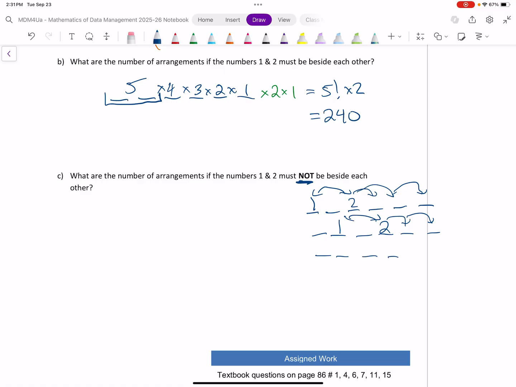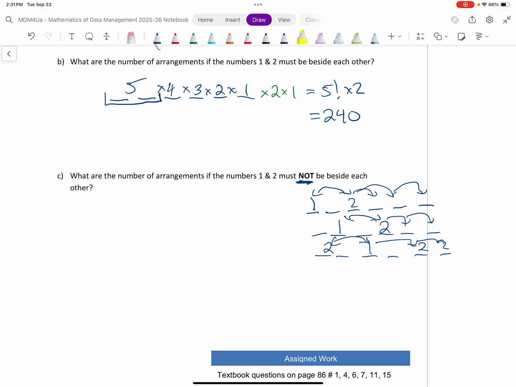I could try to figure out all of these different situations. If I put the 1 there, I could have the 2 there, I could have it there, I could have it there. So it's obviously really hard to figure that out. And you probably could do it, but it would take a long, long time. And it's not very concise. And if I had, let's say, 50 numbers, it just would be impossible. It would take forever. So what I'm going to do is I'm going to do this a different way.